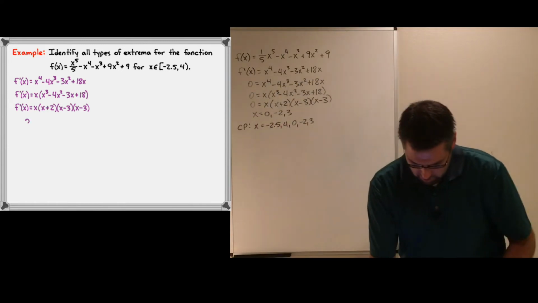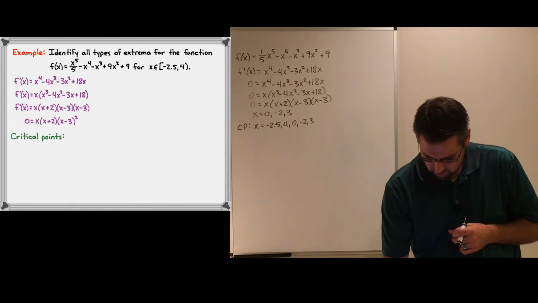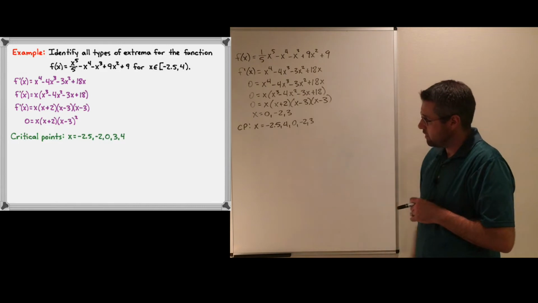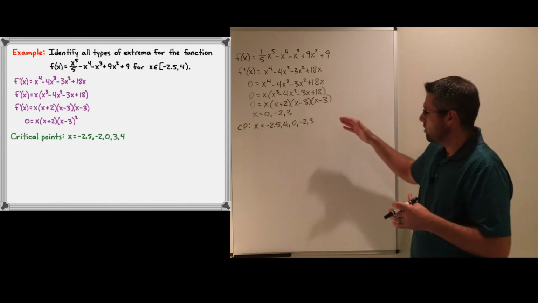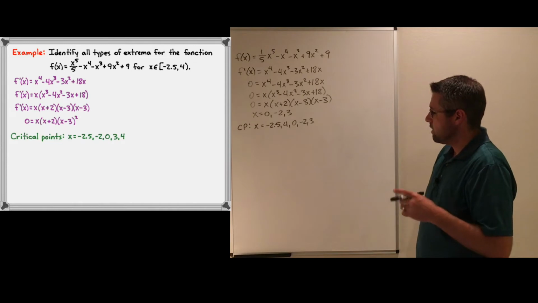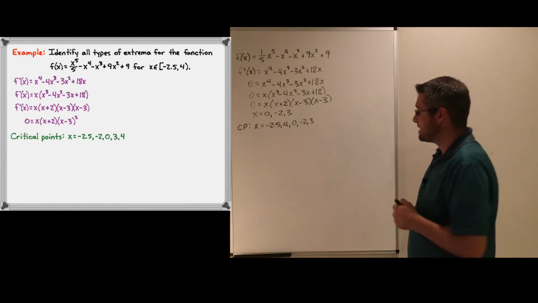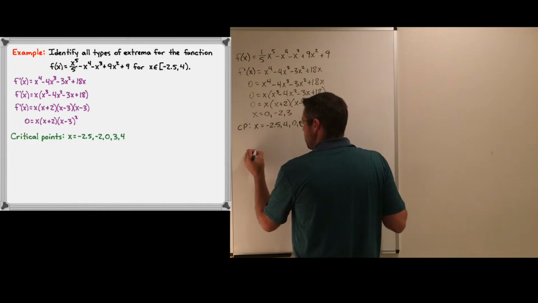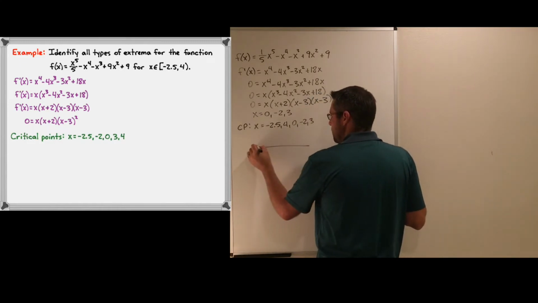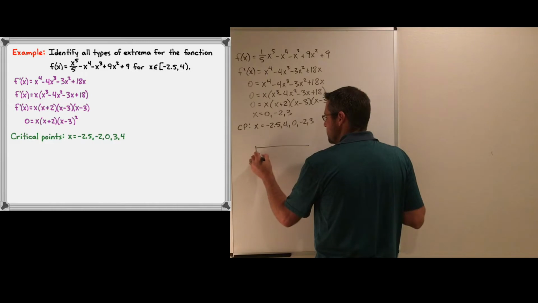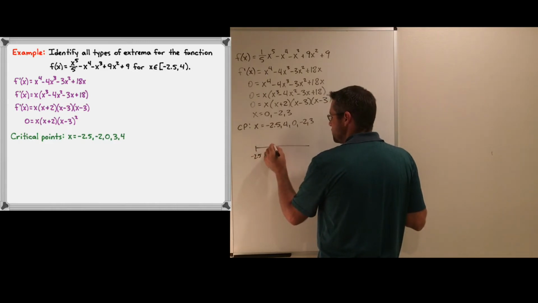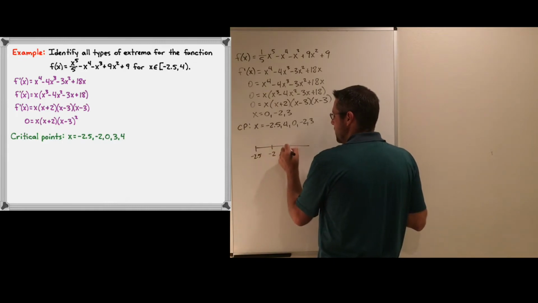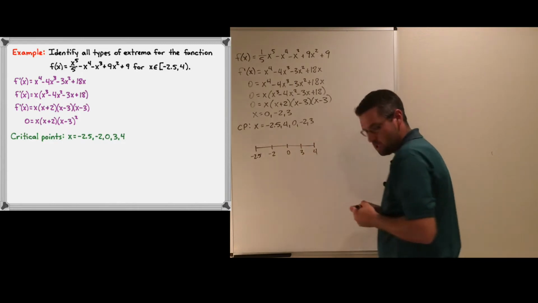Okay, and then we'll skip down here in the lesson. This is the work that we just showed here. So our critical points are right there. And on the lesson, I've put them in numerical order from least to greatest. And the reason I do that now is because of the next step. The next step, I'm going to draw a number line. Now, this number line is a great resource in determining what's happening to the function at different places. So we have negative 2.5, negative 2, 0, 3, and 4. Okay, so that's my number line.